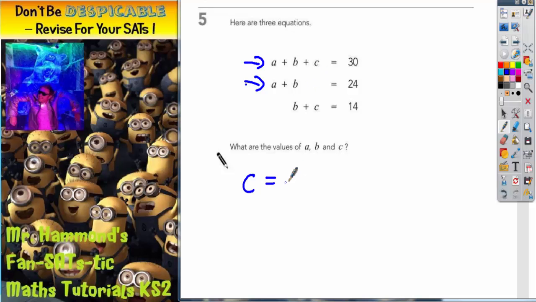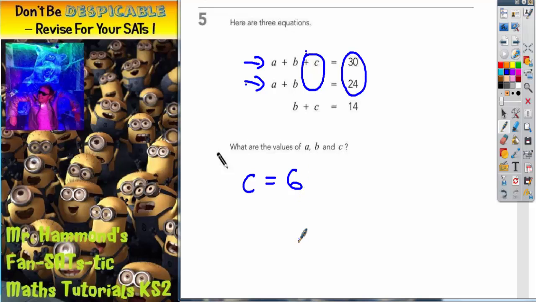6. Because the only difference between these two statements is this c. That's the only thing that's not in this middle statement. So if the difference between those two statements is c, the difference between 30 and 24 must be c. And the difference between 30 and 24 is 6. So that's why c has to be 6.